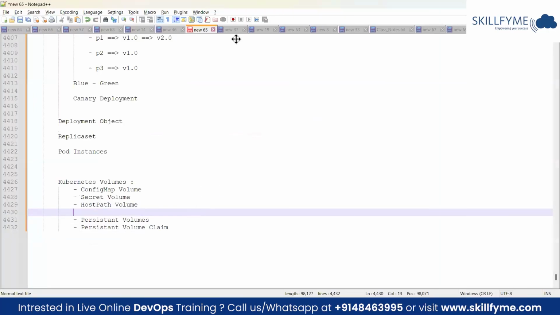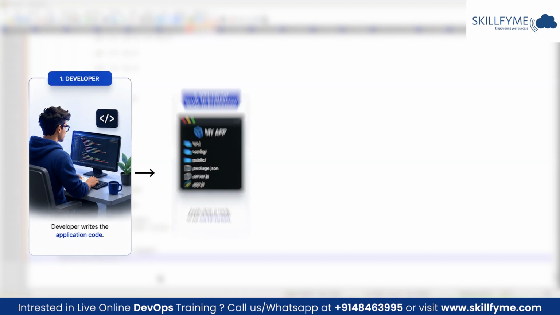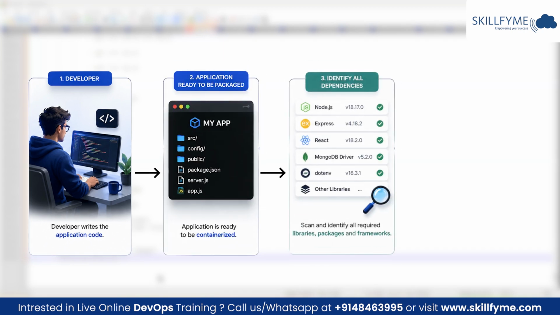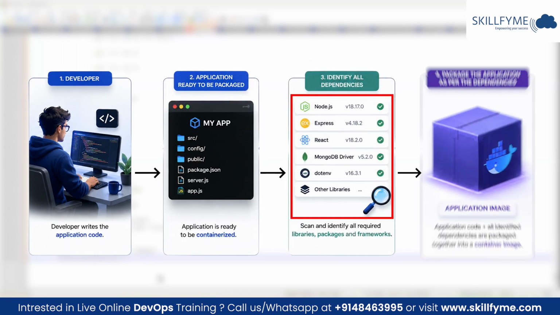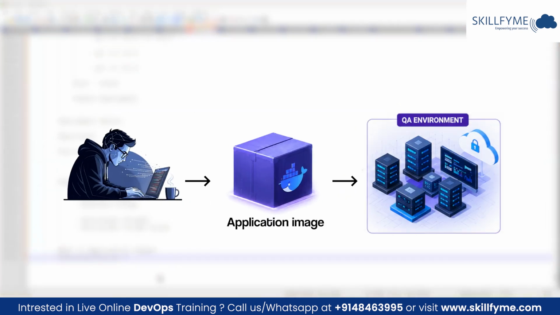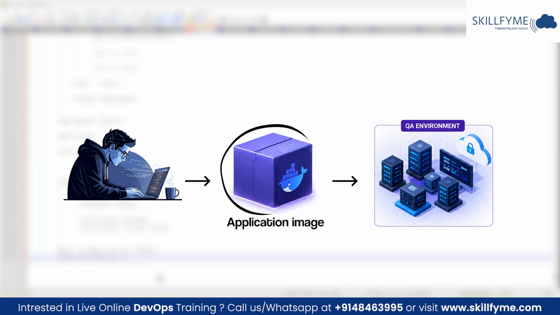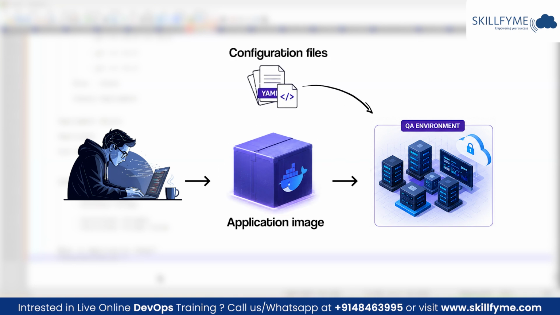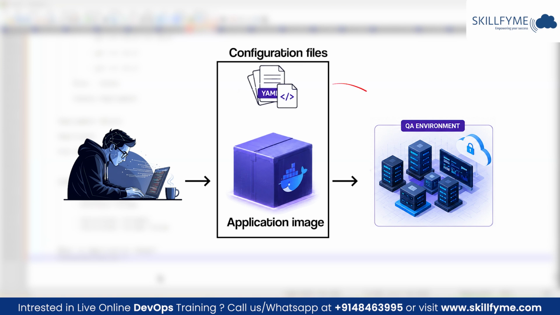So basically, what is the application image? Whenever we try to containerize the application, we will try to identify all the dependencies. Based upon that only, we will first package the application. But once the application is packaged, let's say I have prepared one application image to deploy in a QA environment. To deploy my application in the QA environment, I need some configuration files, because environment specific configuration files are available.